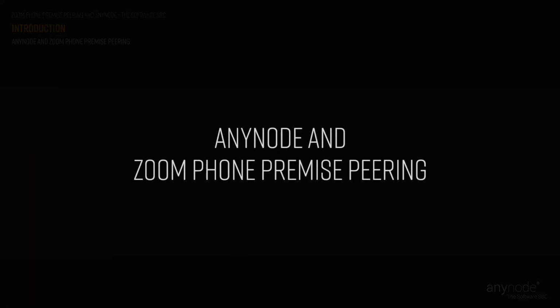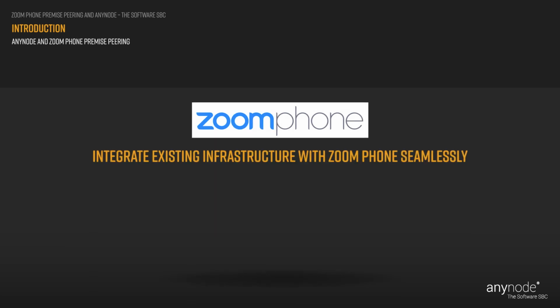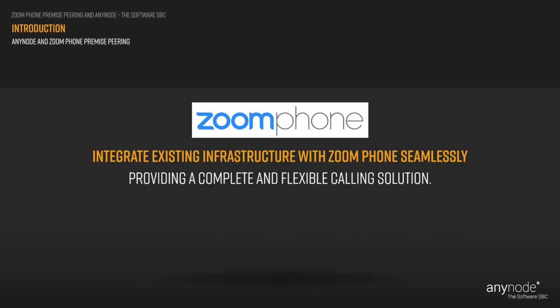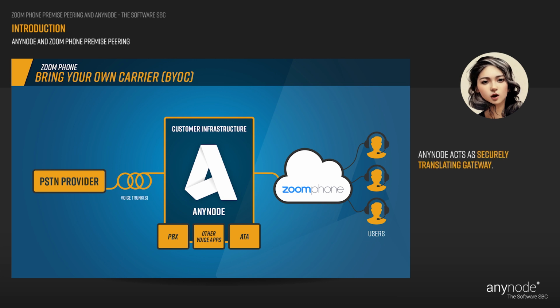Anynode and Zoom Phone premise peering. Zoom Phone premise peering allows organizations to seamlessly integrate their existing telephony infrastructure with Zoom Phone, providing a complete and flexible calling solution. Anynode plays a crucial role in making this happen. As a session border controller, it acts as a gateway between the organization's telephony system and Zoom Phone premise peering, securely translating the signaling and media protocols used by Zoom Phone into the formats used by the organization. Anynode does not only route calls, but also provides features such as call queuing or call transfer, allowing organizations to integrate their existing telephone technology with Zoom Phone fully.